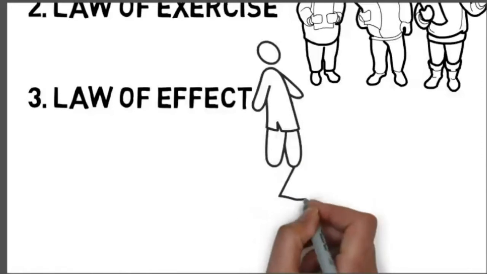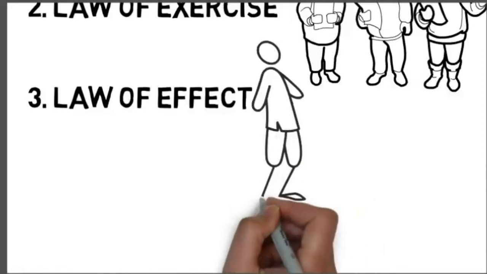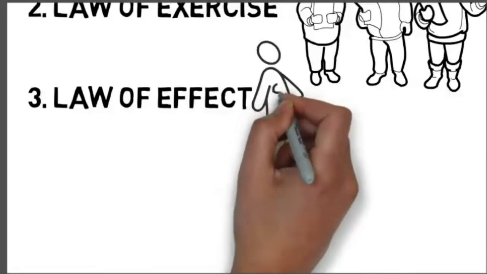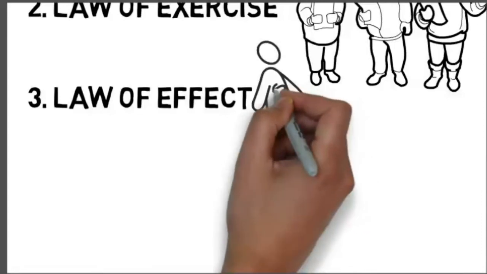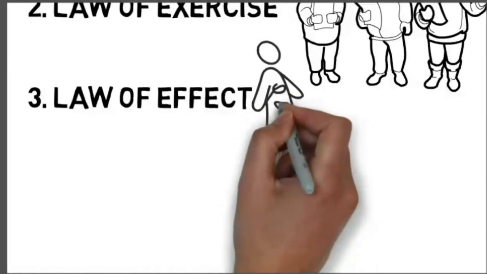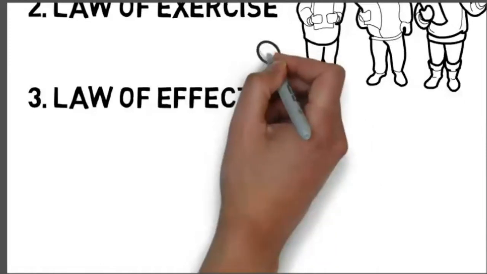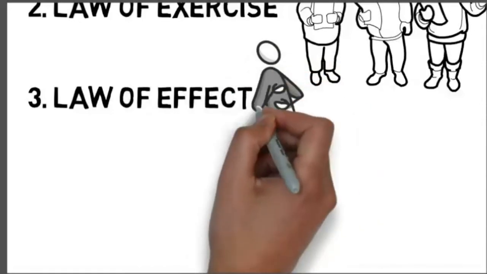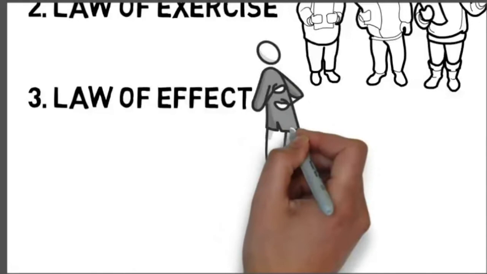Now, Thorndike revised this law in 1930, and according to this revision, he stated that reward strengthened the response, but punishment did not always weaken the response. Then he placed more emphasis on the reward aspect than on the punishment aspect of the law of effect.